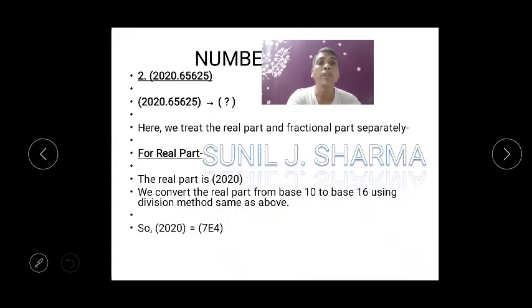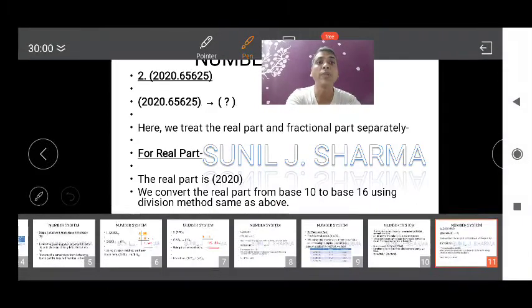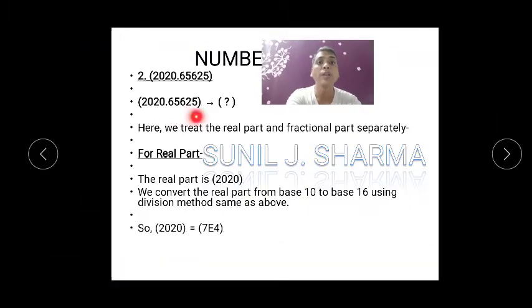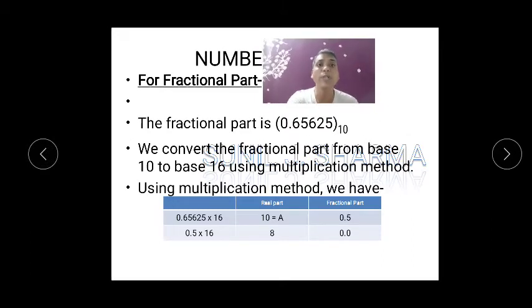Now we have taken one more example, that is 2020.65625. I think everyone knows the answer. I've already taken the example of 2020, this is your real part answer 7E4. Now let's see the fractional part answer. For the fractional part, you have to just multiply by 16. Now when you multiply by 16, you'll be getting 10.5.